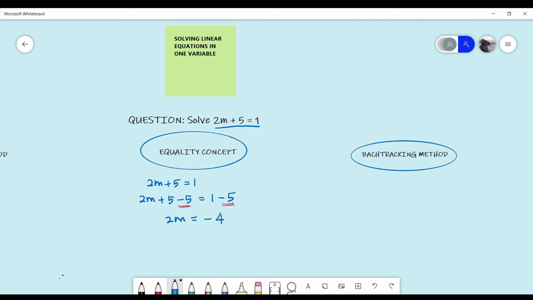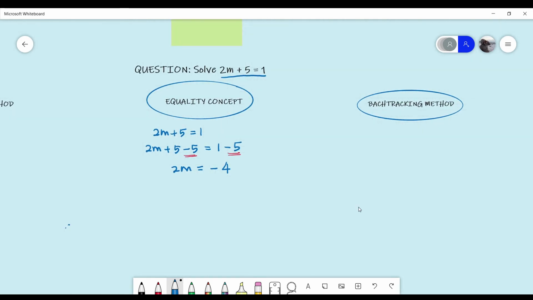So to remove 2, what will we do? We will divide by 2 and then divide by 2. The reason is, in 2m, the operation is 2 times m. Okay, to remove 2, sorry, we will divide so that it is gone. So negative 4 divided by 2 is negative 2. So m is equal to negative 2.